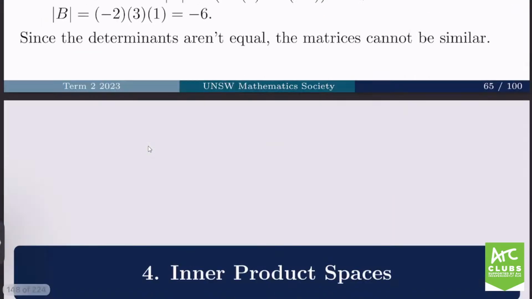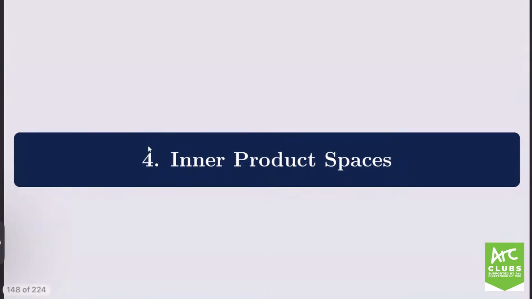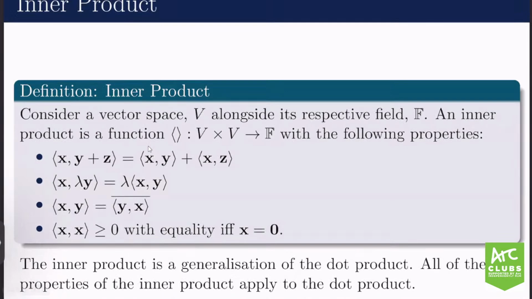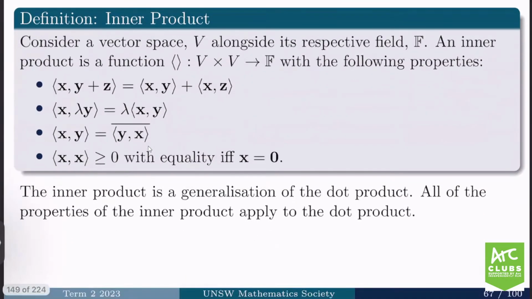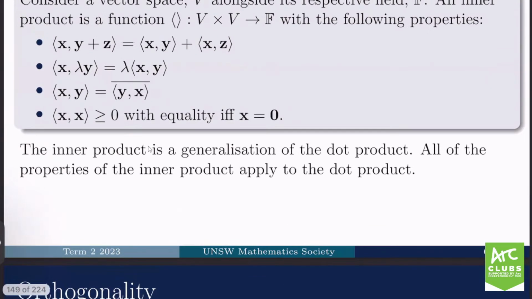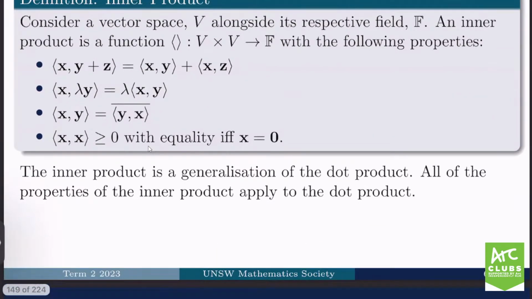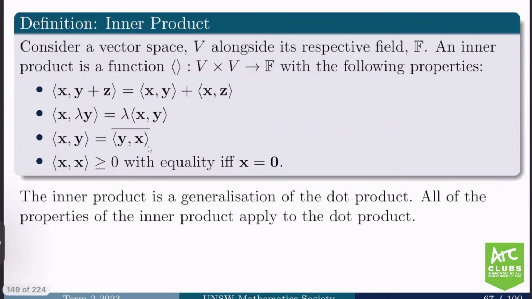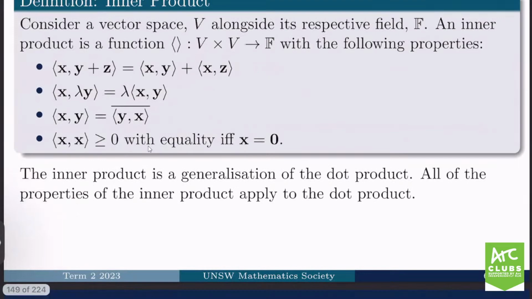All right, so we're going to move on to the next topic, which is inner product spaces. The definition of an inner product is some function that takes two vectors inside a vector space and outputs a number in the field F with the following properties. If you look at these properties, we can see that the inner product is a generalization of the usual dot product. And in order to prove something is a valid inner product, you'd have to prove all of these four properties hold.